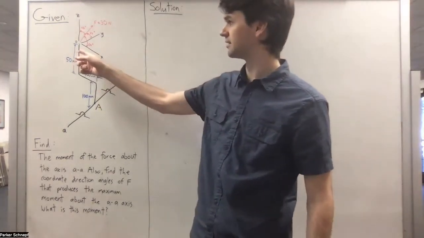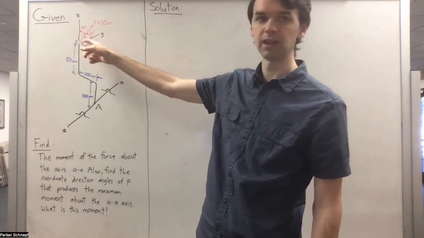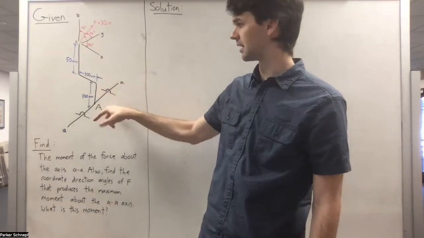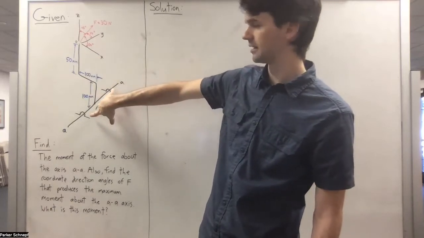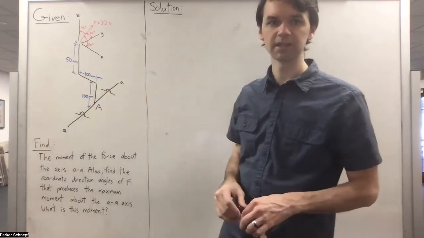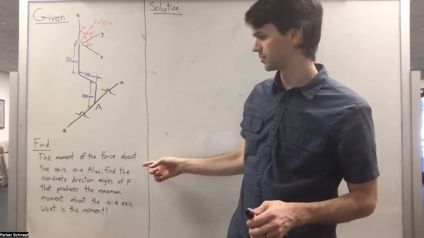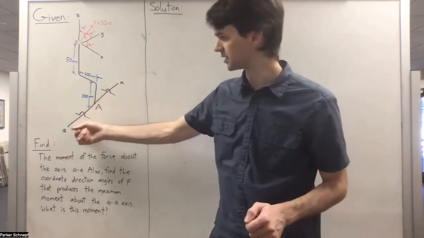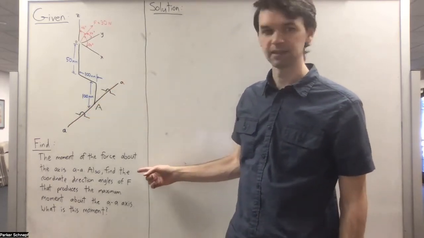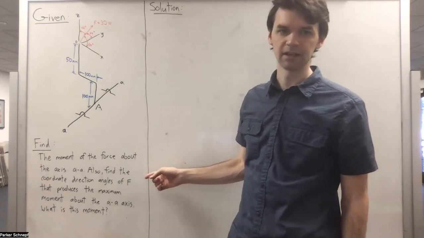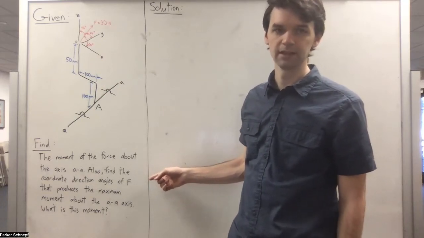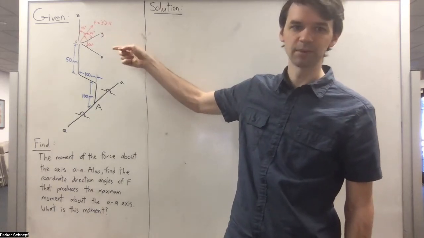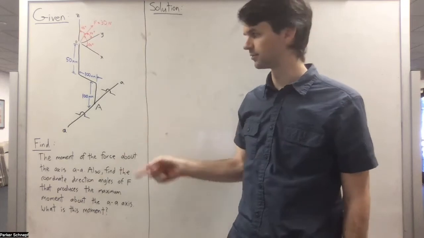We have this angle iron at the tip. Up here, we have a force, and we're given the coordinate direction angles for that force. And then we have this AA axis. And so what the problem is asking us to find is the moment of the force about the axis AA, which is where it's mounted to the wall. And then to make things more interesting, we're going to also find a different set of coordinate direction angles that maximize the moment about the AA axis.